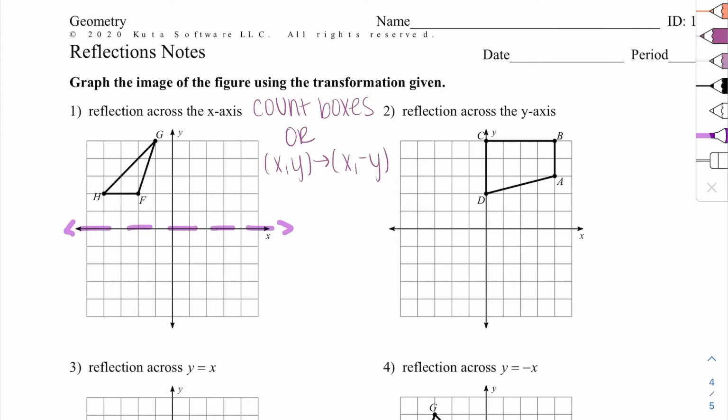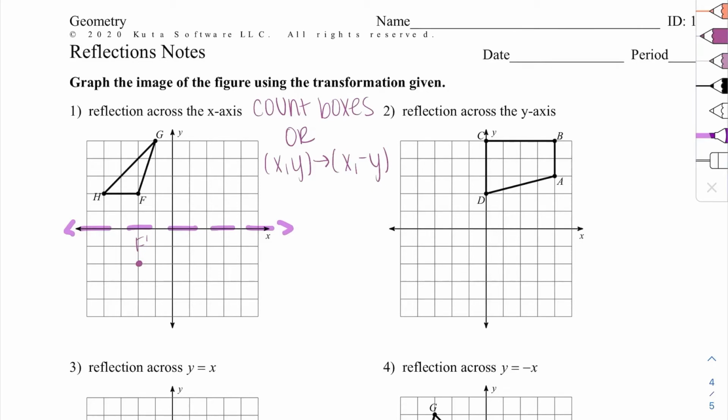So let's start with counting boxes. We'll start with point F. From point F down to the line, it is 2 units. Count down from F, 1, 2, and then you hit the line. So what you will do is continue down 2 more units, 1, 2. And this will be the location of your new point F, F prime.